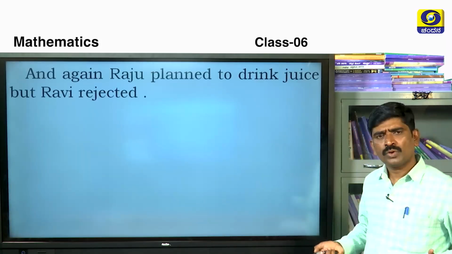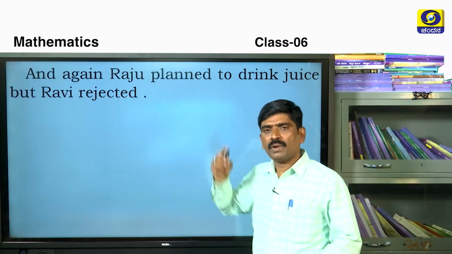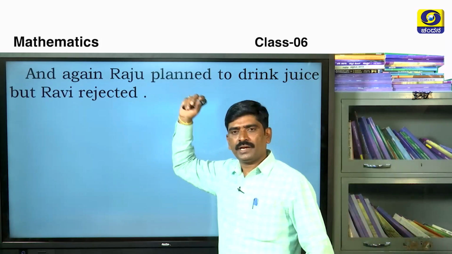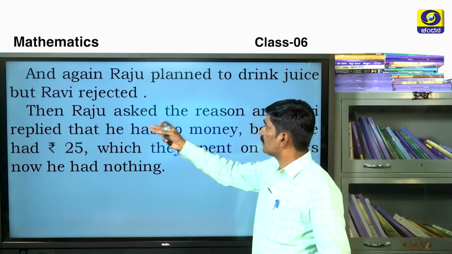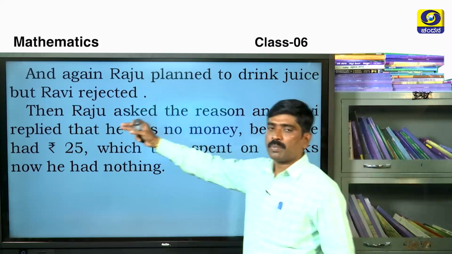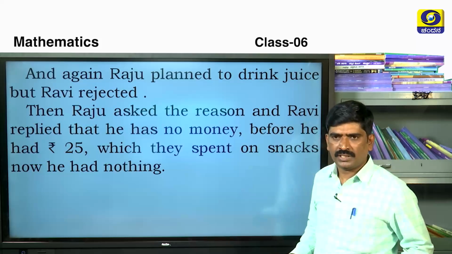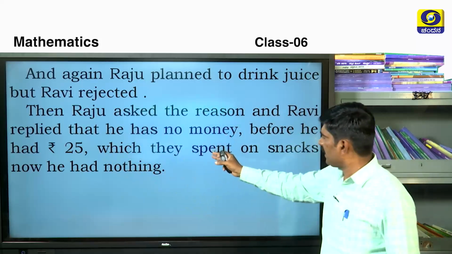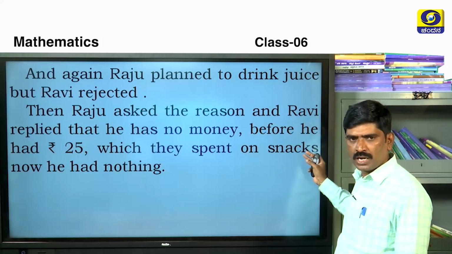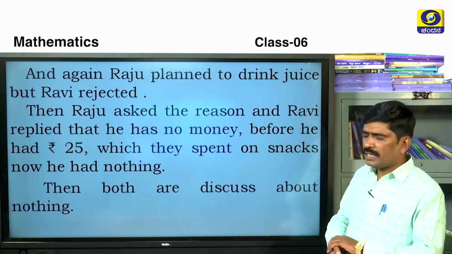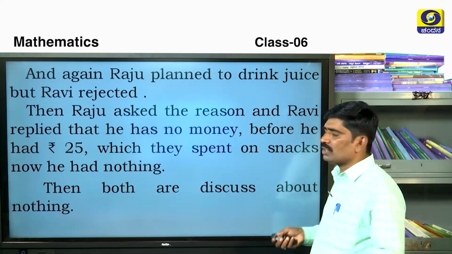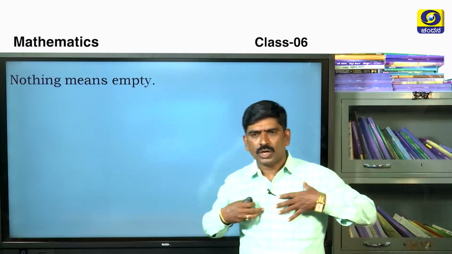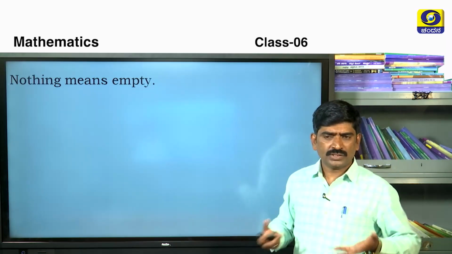Then Raju planned to drink juice, but Ravi rejected. Raju asked the reason and Ravi replied that he had no money. Before, he had 25 rupees, which they spent on the snacks. Now he had nothing. Then both discussed nothing. What is nothing? Nothing means empty. Nothing means I have no money. That is empty.